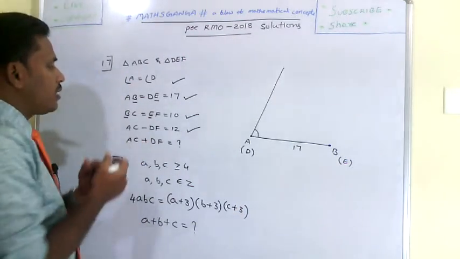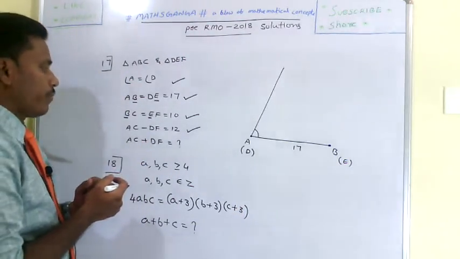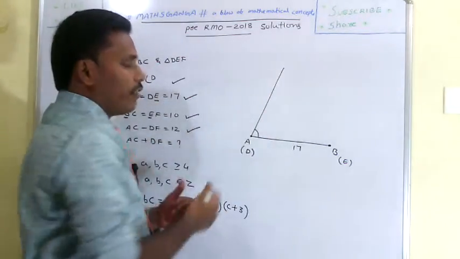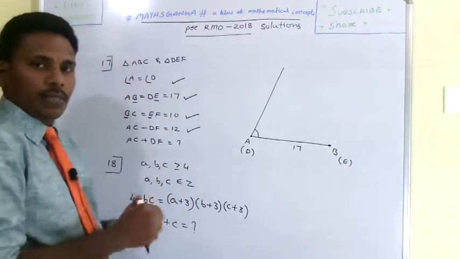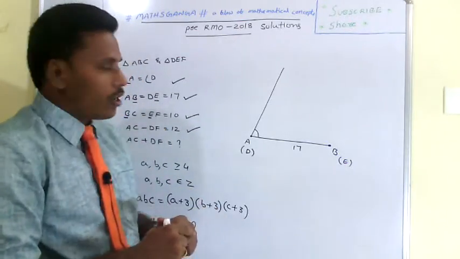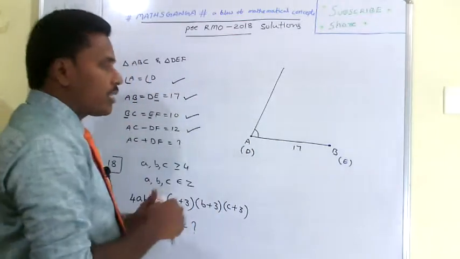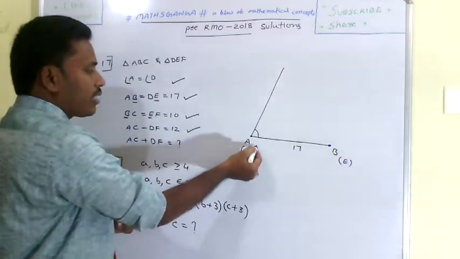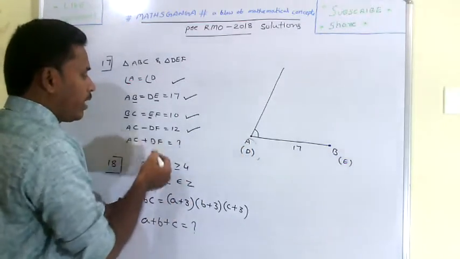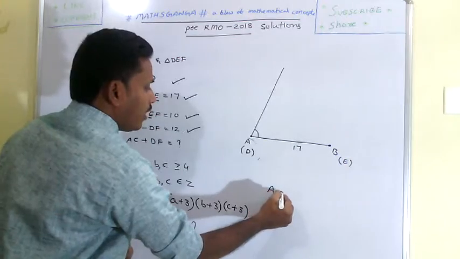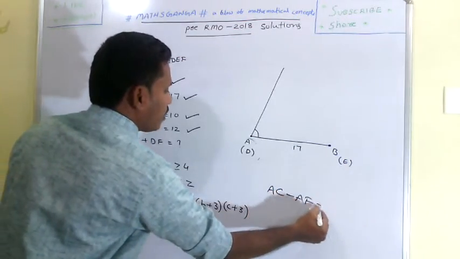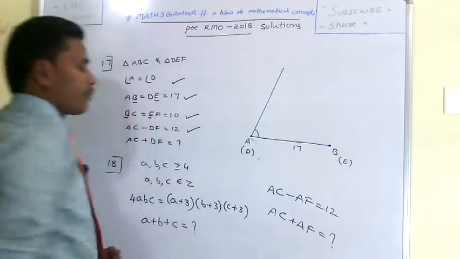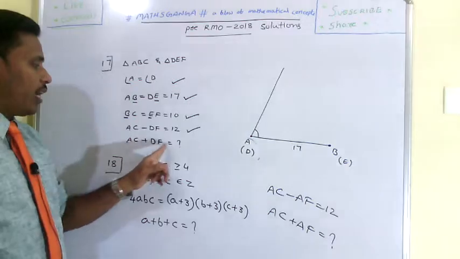Now BC equals EF equals 10. BC is 10 as well as EF is also 10. We need to draw BC and EF. C and F are not equal, C and F are two different points. And they mentioned AC minus DF. For our construction, A and D are both the same, so I can replace DF also with AF. So AC minus AF equals 12, and I am going to calculate AC plus AF. AC minus DF is given, AC plus DF they asked.